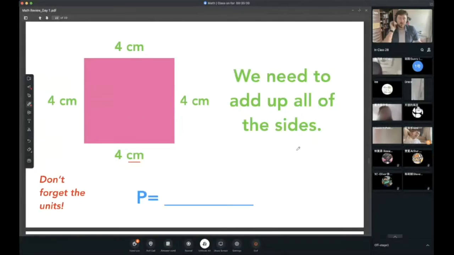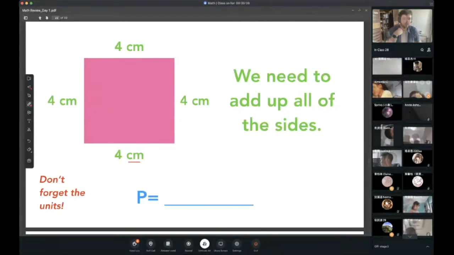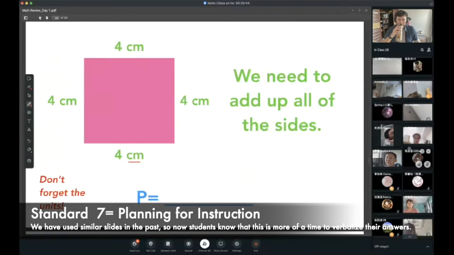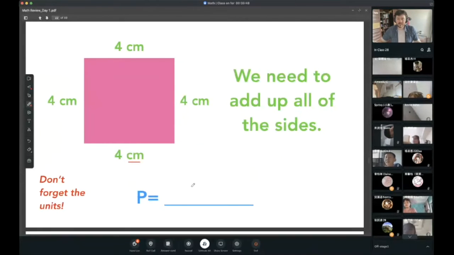So the perimeter for this square would be 16 centimeters. Yep. Now, how did you get that, Harry?